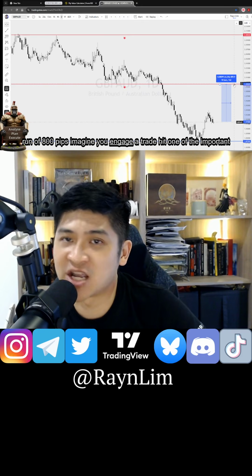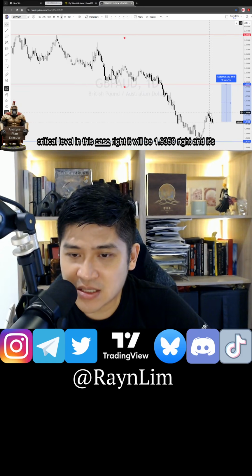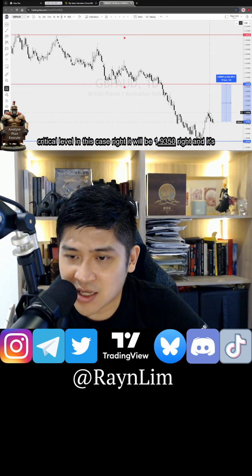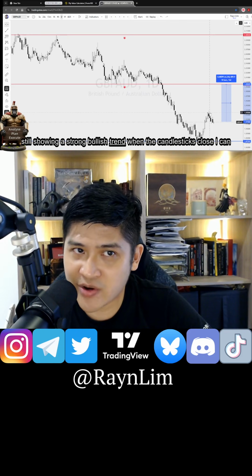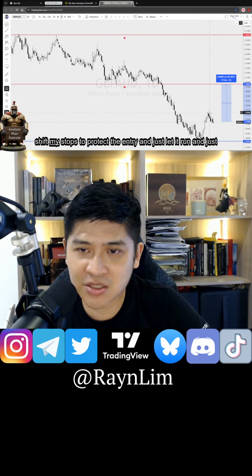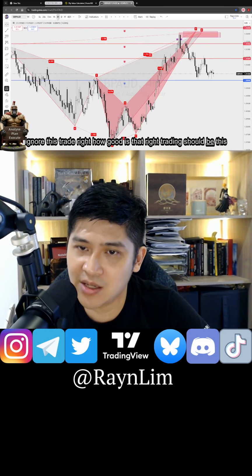Imagine you engage a trade, hit one of the important critical levels, in this case, 1.9350, right? And it's still showing a strong bullish trend. When the candlesticks close, I can shift my stops to protect the entry and just let it run and just ignore this trade, right? How good is that, right? Trading should be this way, right?